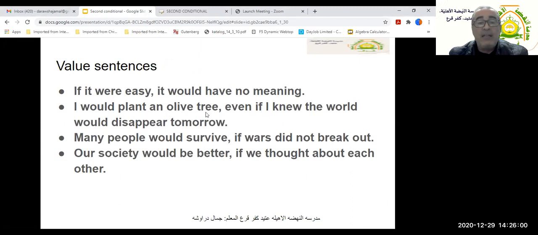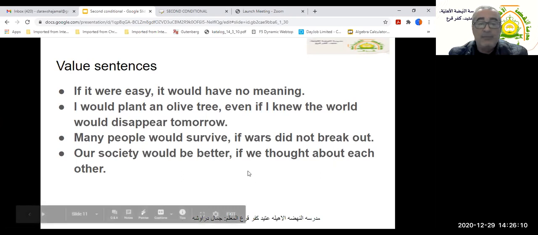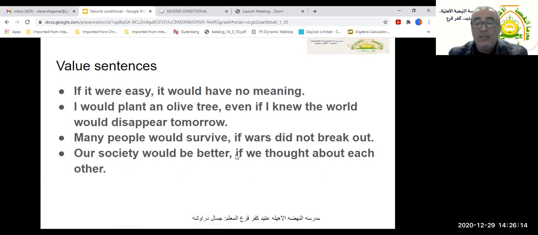I would plant an olive tree even if I knew the world would disappear tomorrow. Many people would survive if wars did not break out. Our society would be better if we thought about each other.